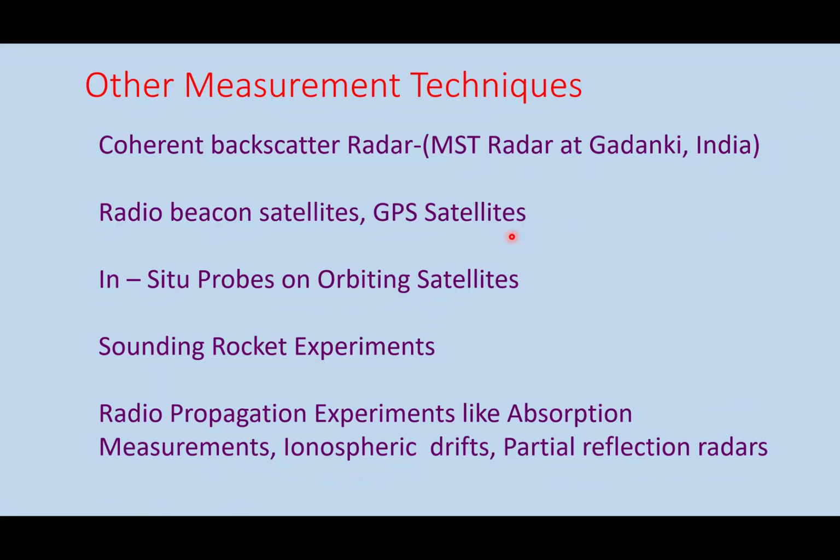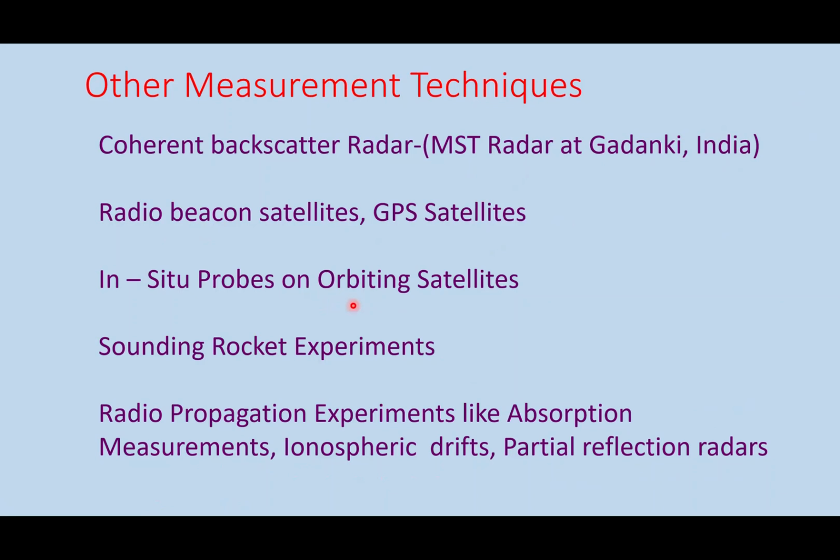You cannot set up ionosondes at every location, or even in remote places like oceans and other things, but this satellite technique will take measurements over such places. Then there are also other methods called in situ, that is, on-the-spot probes to probe the electron density, or the temperature, or the composition, that kind of parameters, which can again be put on orbiting satellites.